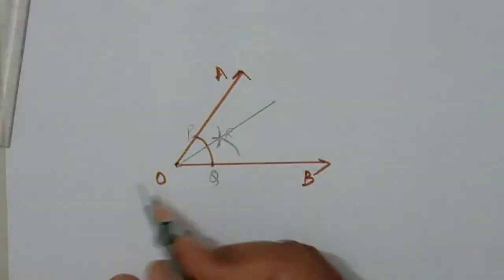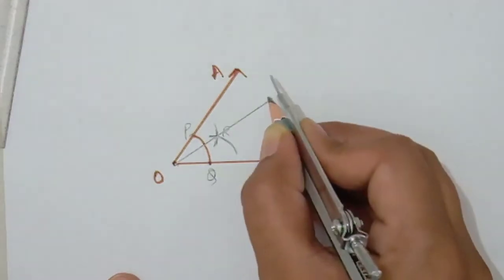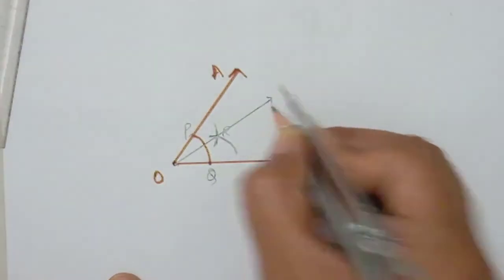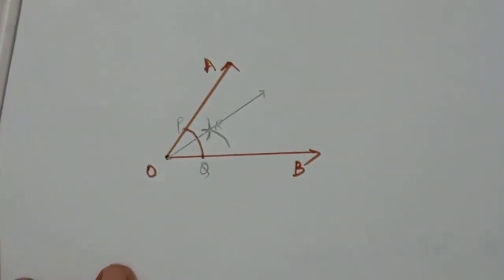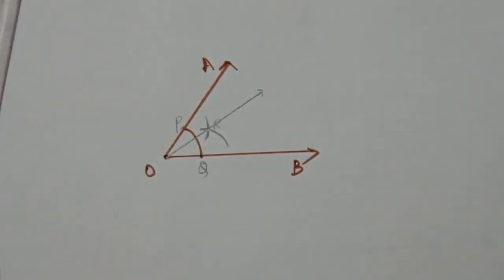This is the angle bisector. This is the angle bisector of the given angle. So now students, you learn how we will draw the angle bisector. This is the first type.